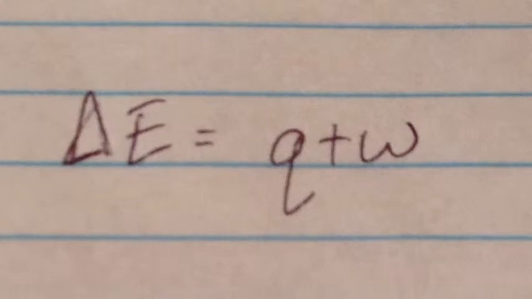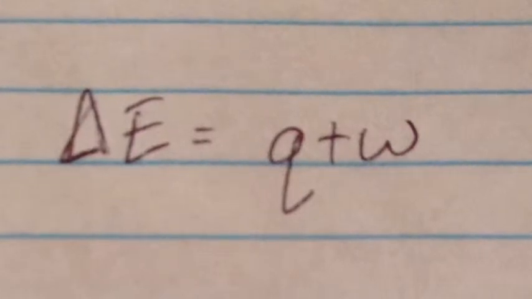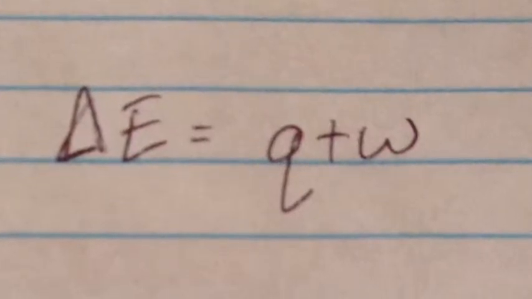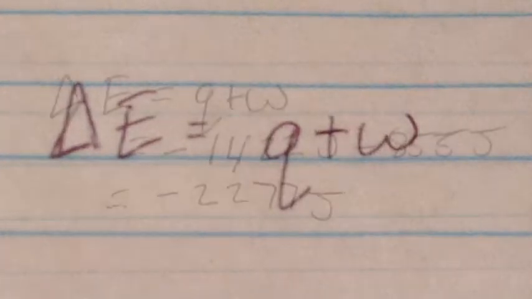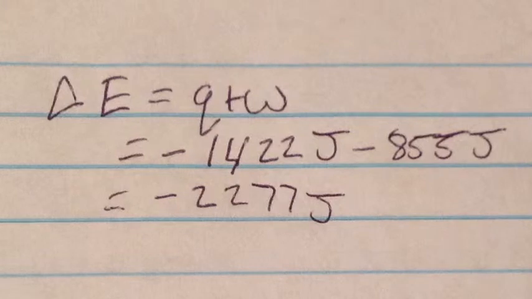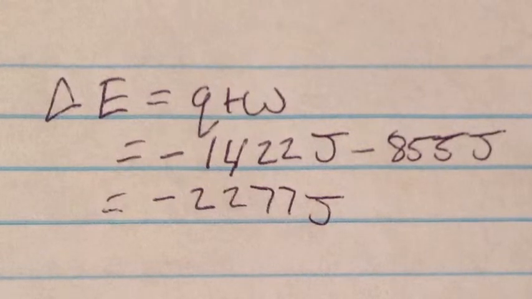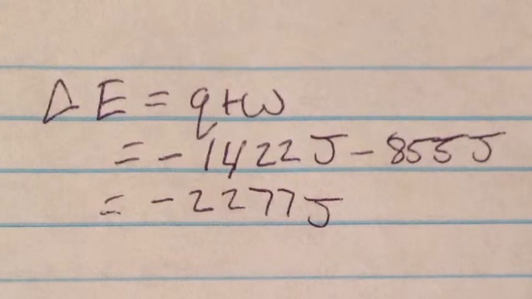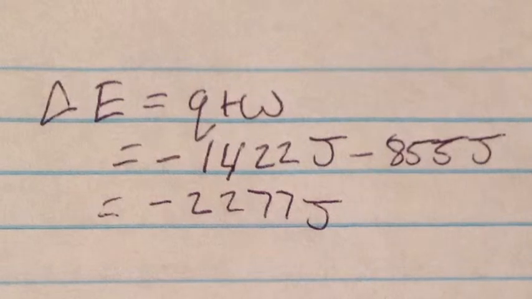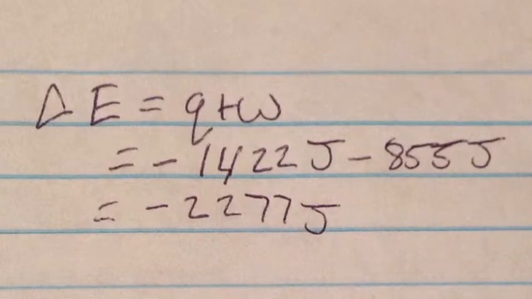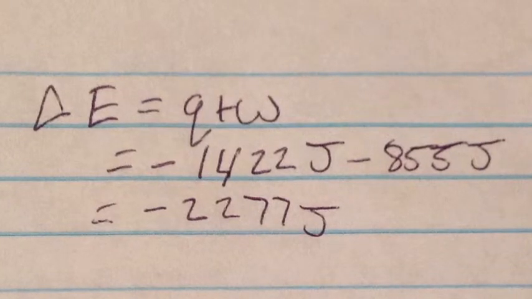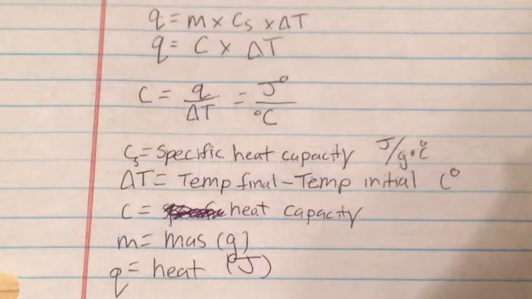According to the first law of thermodynamics, the change in the internal energy of the system, delta E, is the sum of the heat transferred, Q, and the work done, W. Now we will use the equation we just learned to solve a problem. Since the work being done on the surroundings is negative, the heat released by the system will also be negative. Now if we sum both our Q and W, we will get delta E.